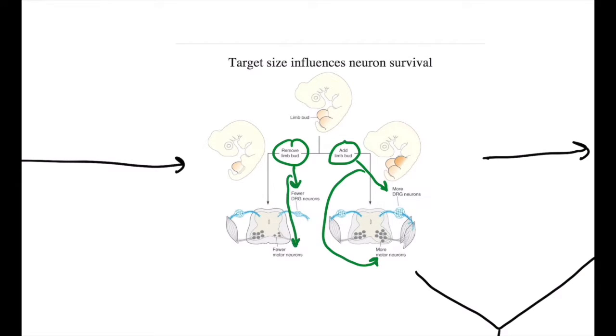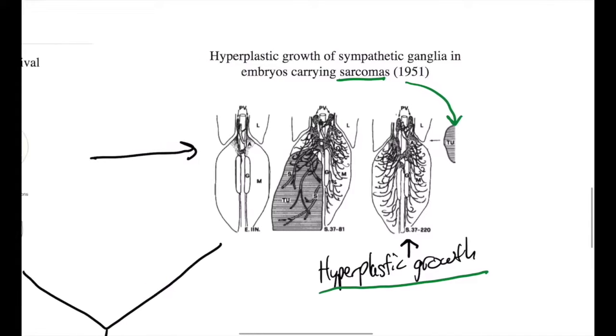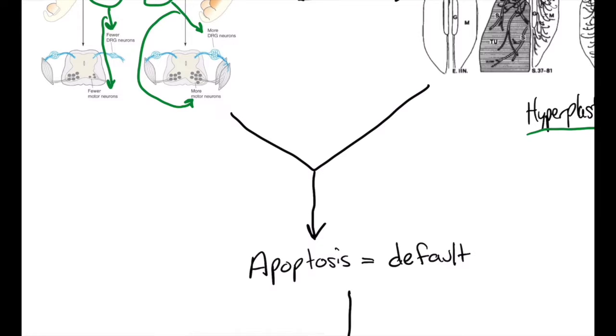Similarly, embryos carrying sarcomas showed hyperplastic growth of sympathetic ganglia. Importantly, these and other experiments showed that apoptosis appeared to be the default fate for neurons that were unable to interact with their target tissues.